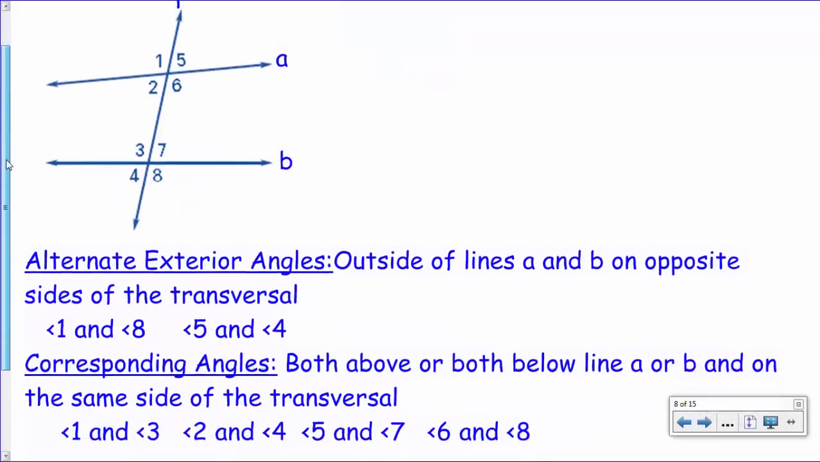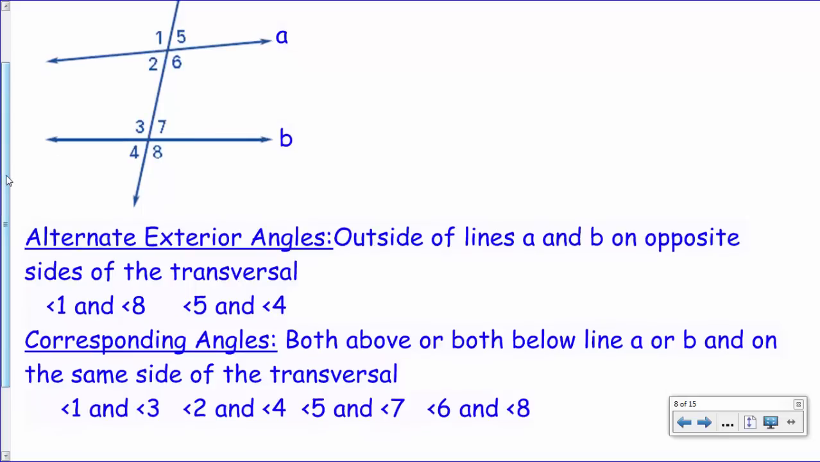We also have alternate exterior angles. Those are exterior, which means outside, lines A and B, and alternating, so again they're on opposite sides of the transversal line. Those would be angles 1 and 8, 5 and 4. We have corresponding angles.